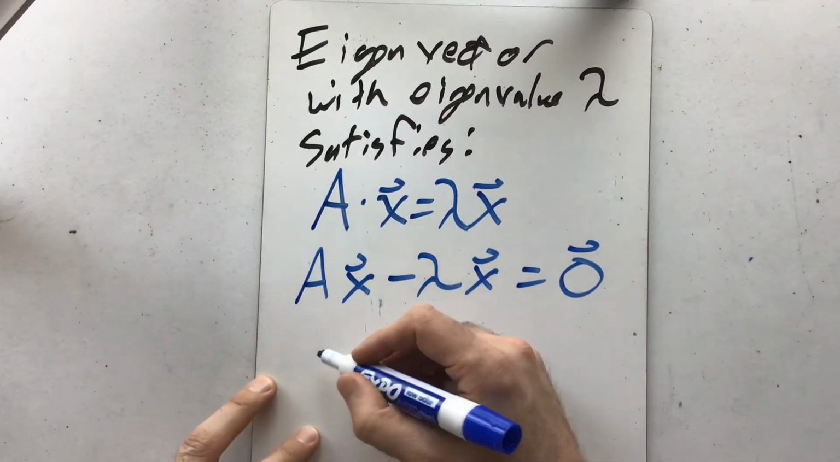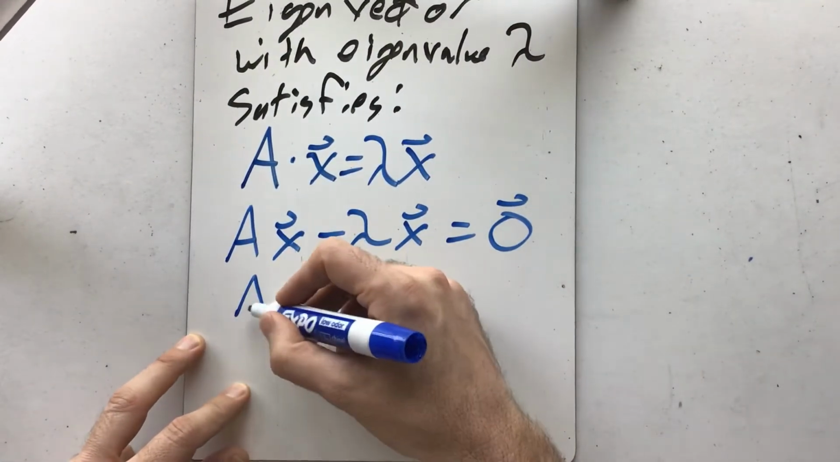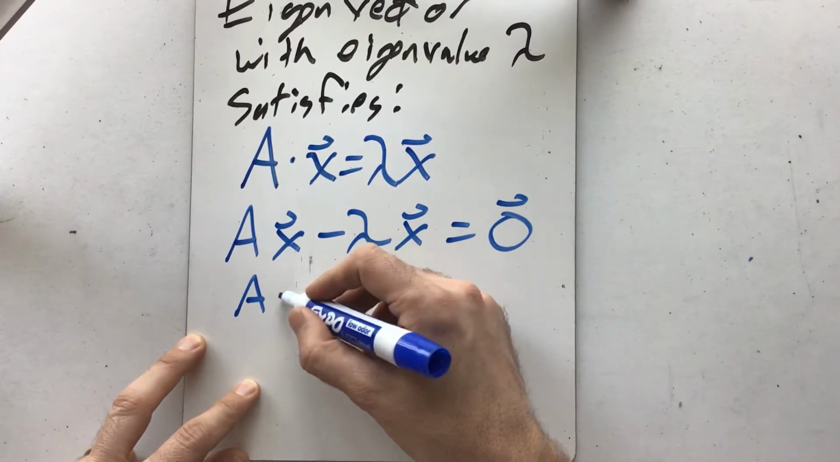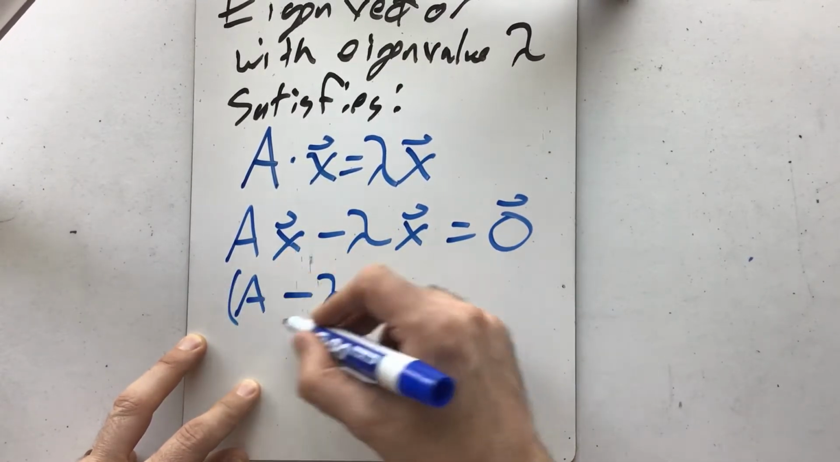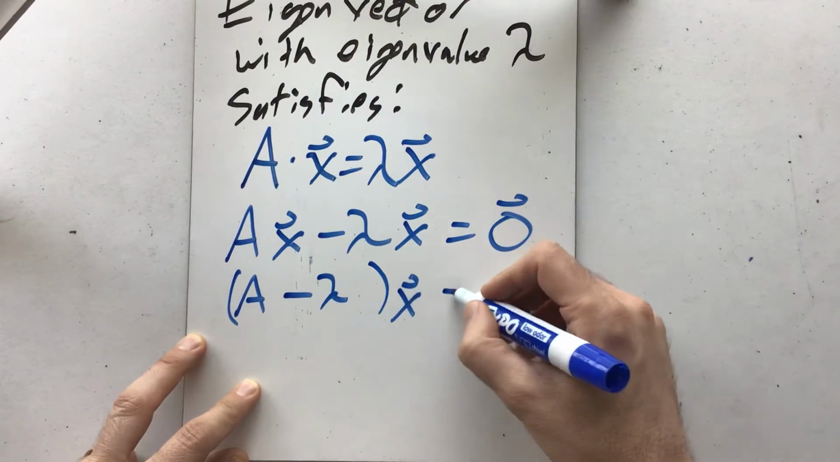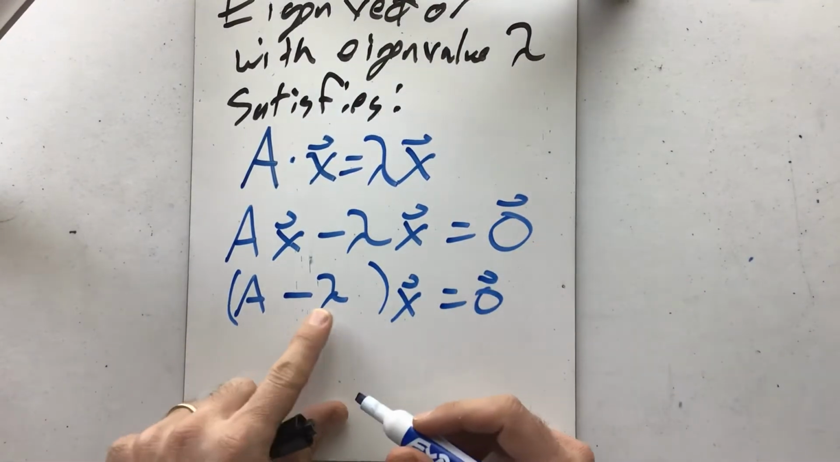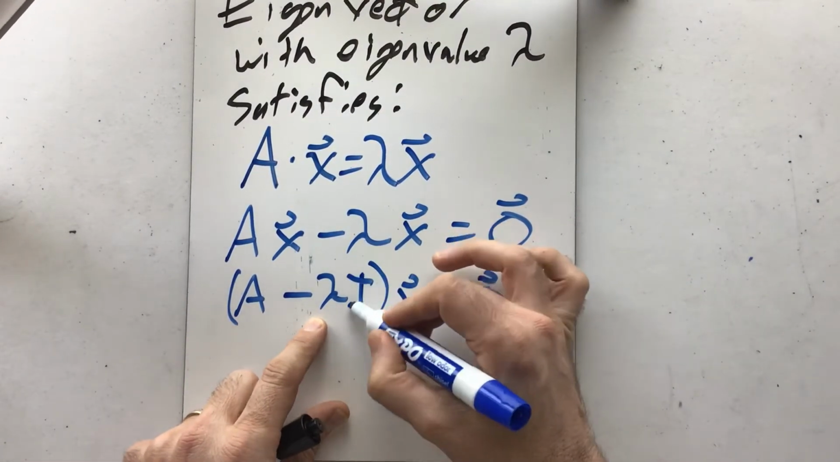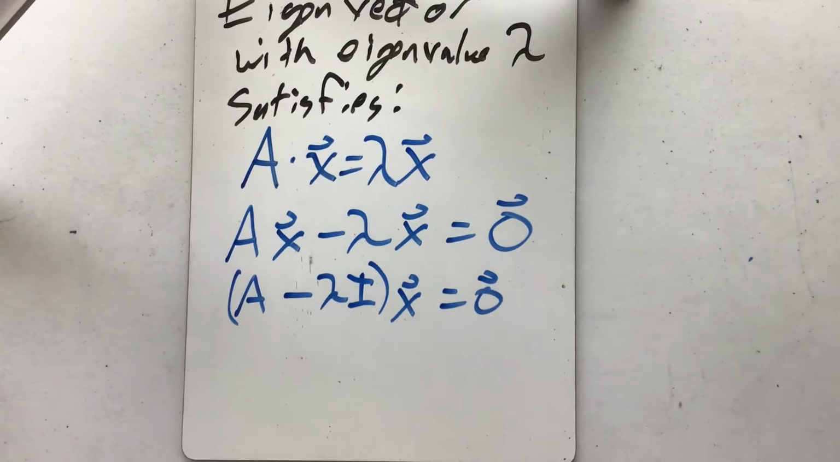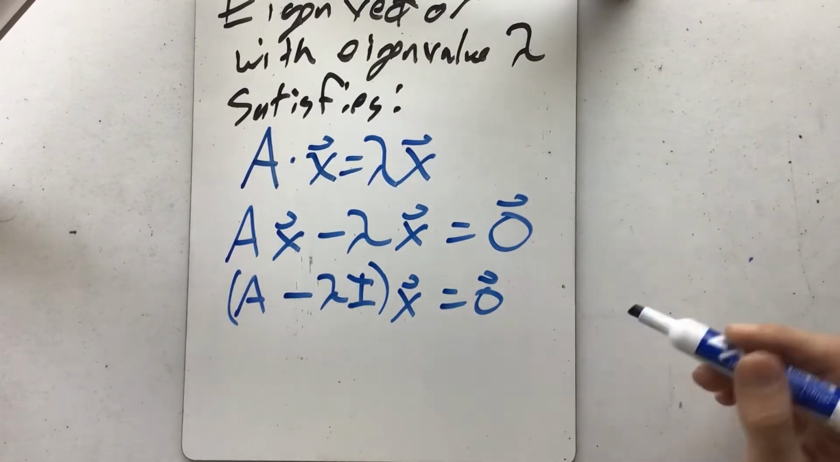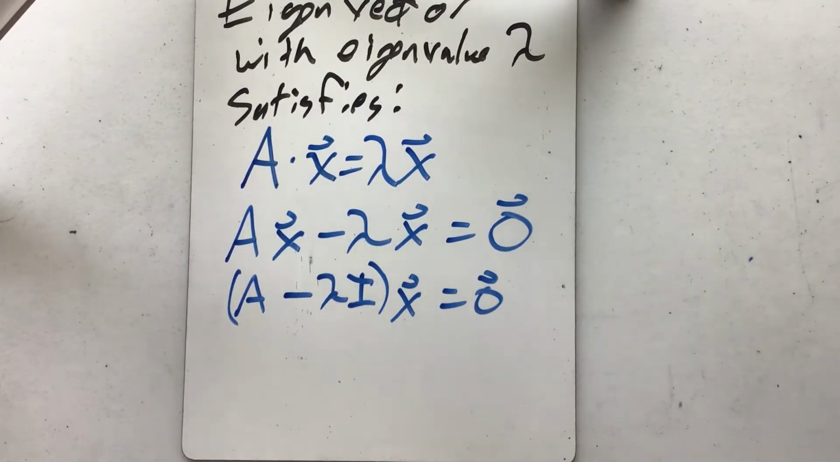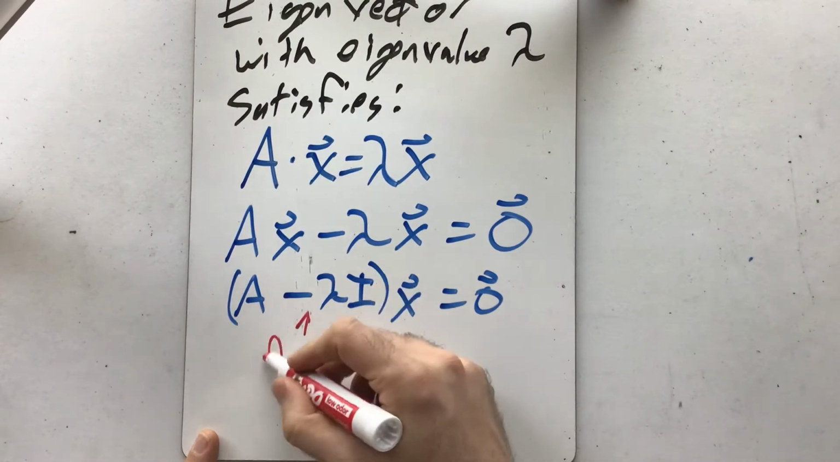Then we factor out the x, and that becomes A minus lambda times x equals 0. But notice it doesn't make sense to subtract a lambda, so I'm going to put an I right here. So (A minus lambda I) x equals 0. This is the solution that we have to have, and what we do is we find the non-trivial solutions of this.